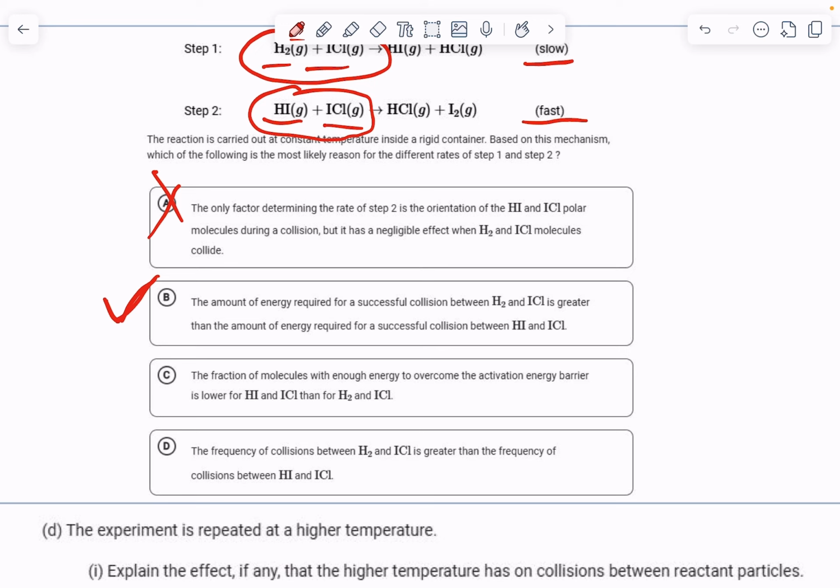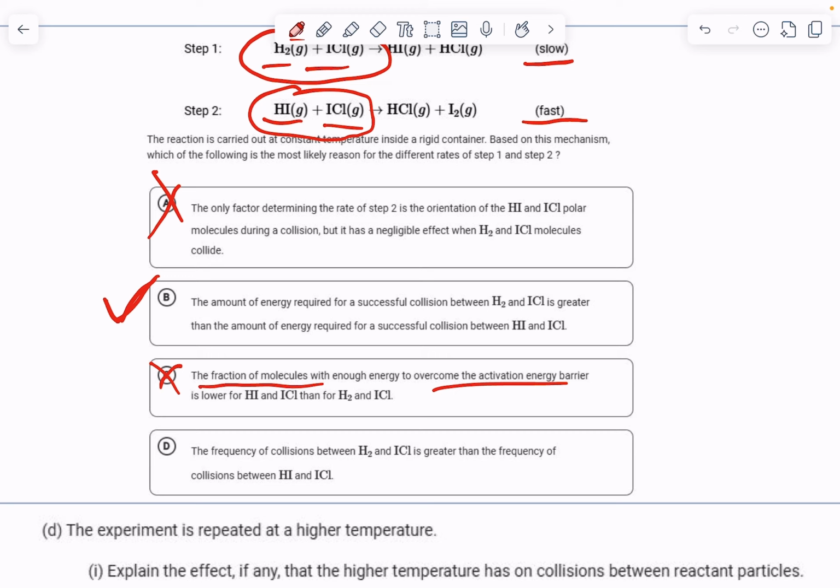C says the fraction of molecules with enough energy to overcome the activation barrier is lower for HI and ICl than for H2 and ICl. This one doesn't really make that much sense, and it isn't the right answer, like the fraction of molecules with enough energy. It's either going to be higher energy or lower energy for one than the other. It's not like a part of it's going to explain for that. So no, C doesn't really make sense and doesn't fully answer the question.